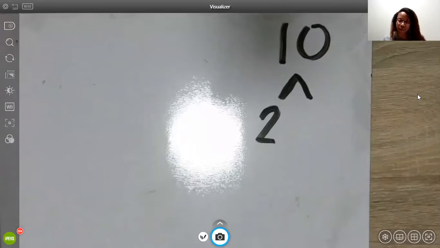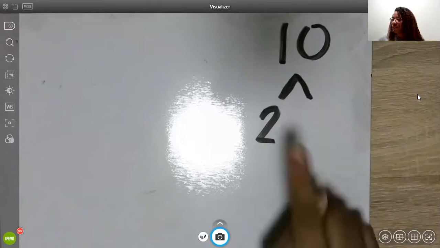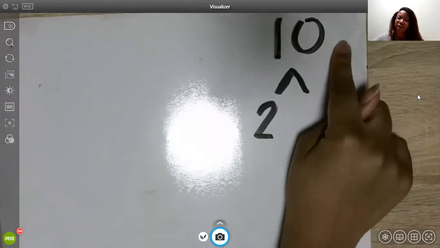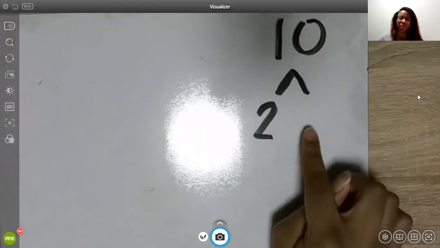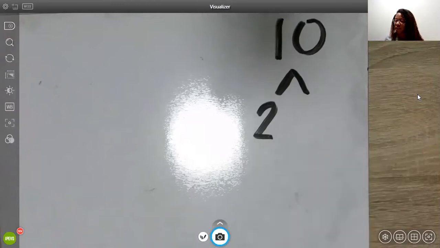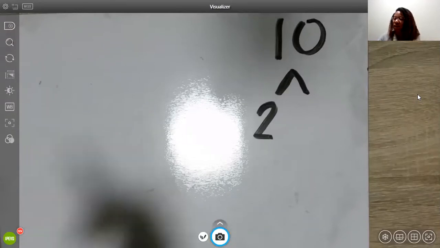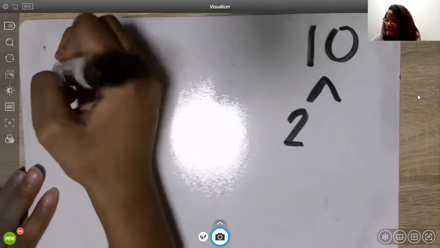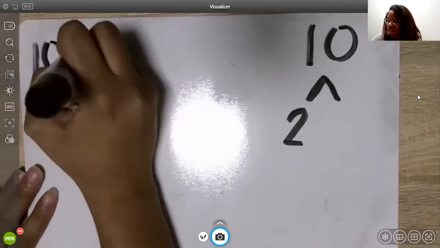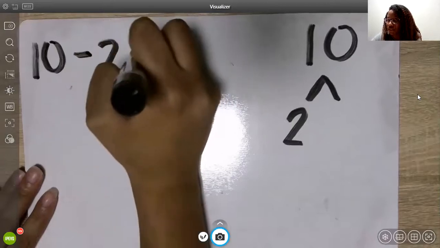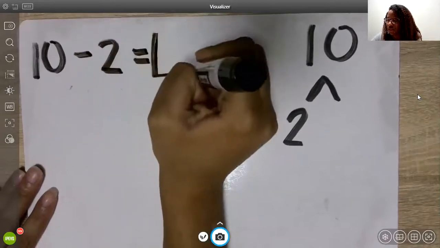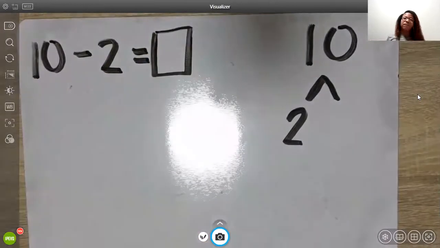So what do you know so far? You're correct. You only know your part and you know your whole. Now you have to find your missing part. In order to find our missing part, we need to create our first number sentence using these 2 numbers. What do you think our first number sentence will be? I heard someone say we could start out with 10 minus 2 equals blank. This will be our first number sentence.